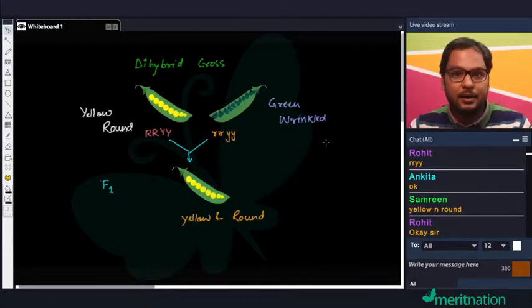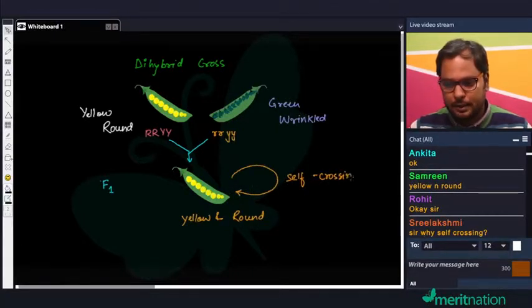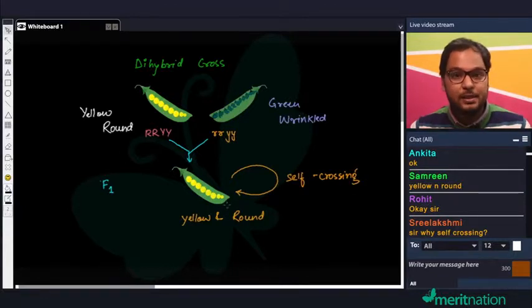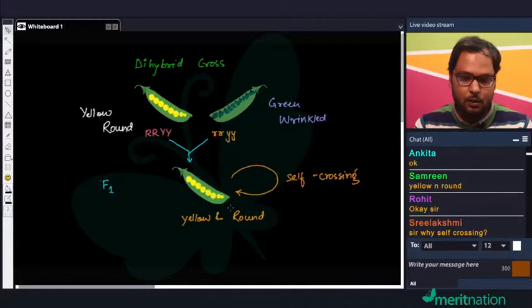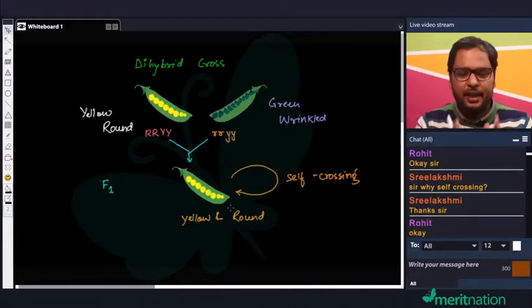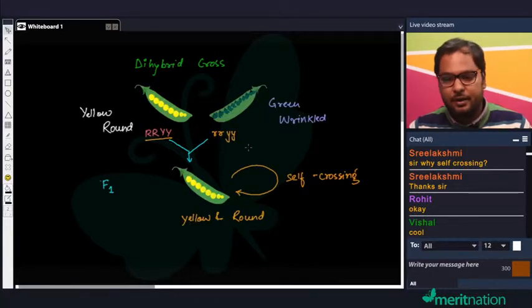He went for another self-crossing of this particular plant. Why self-crossing? Because he used the same plant and did self-pollination, so that the particular alleles remain intact. That means if it is capital R, Y, it will cross; if it is small r, small y, it will get crossed.